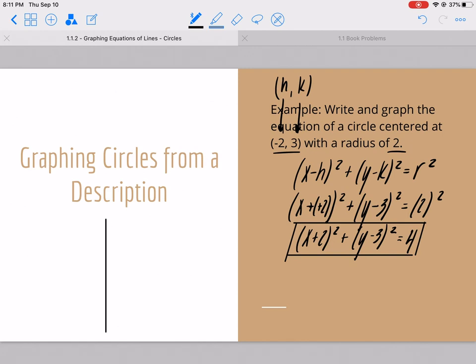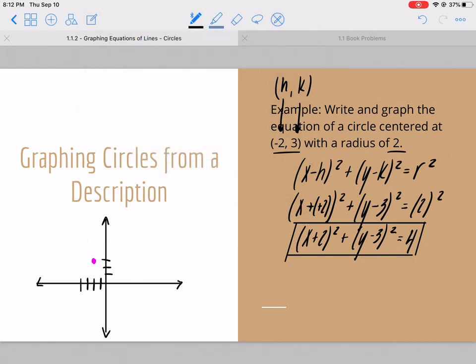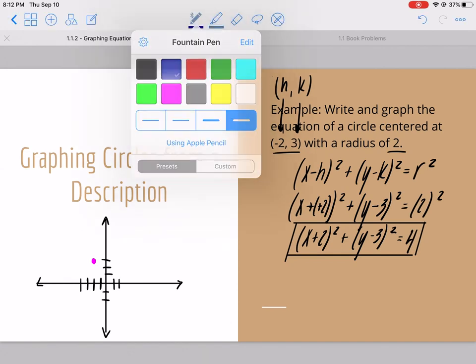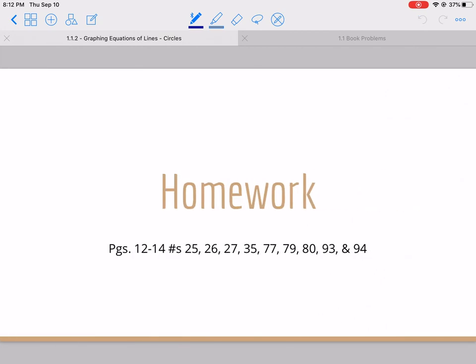And then if I were to draw this, this is going to be a little bit tiny, a little bit harder to see. So -1, 2, 1, 2, 3 is where my center of this circle is, and then we've got a radius of 2 in each direction. Okay, so then from here, oopsies, I forgot to put 2 more unit marks up there. We're going to go up 2, to the left 2, to the right 2, down 2, and connect the circle.